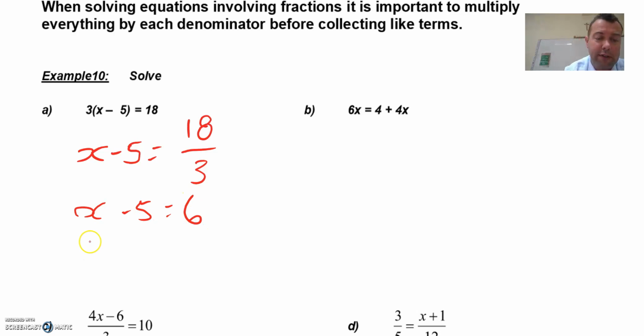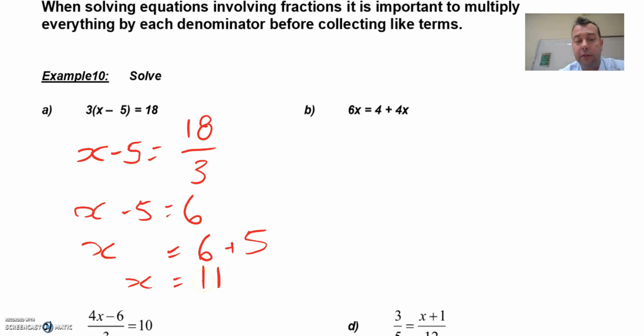Add 5 to both sides. There's 6 plus 5. Means x equals 11. We saw before, that's the same answer we got. I know that is correct. Either of those methods is equally valid. This method here probably has 1 fewer lines of working.